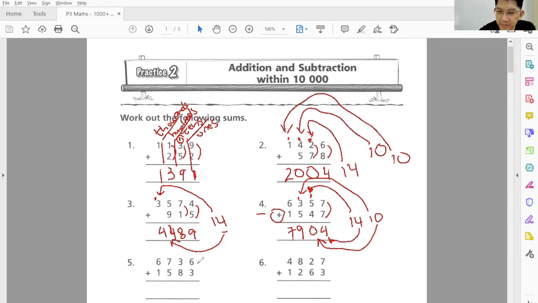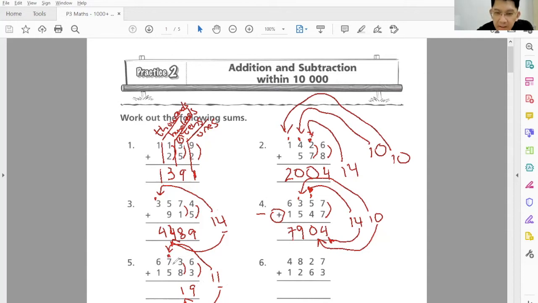Still addition. 6 plus 3 is 9. 3 plus 8 is 11. Now there are 2 digits here. Okay, the back digit always goes here, and the front digit goes to the next group. So 1 here and 1 on top of 7.